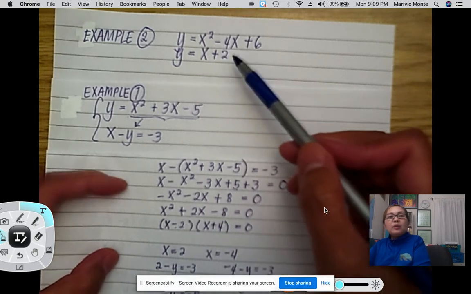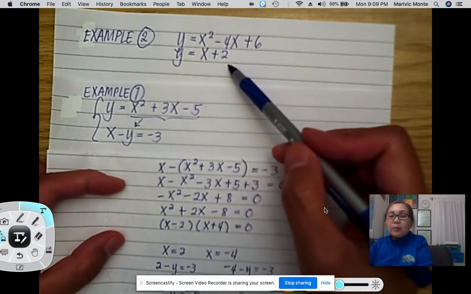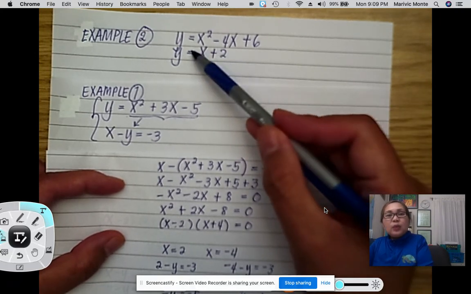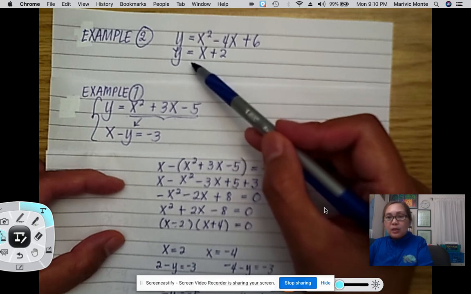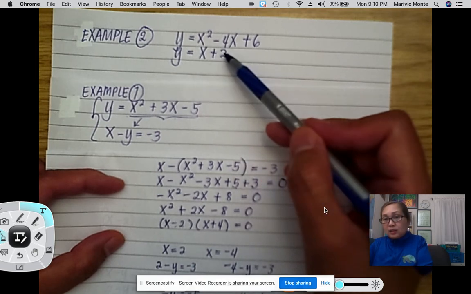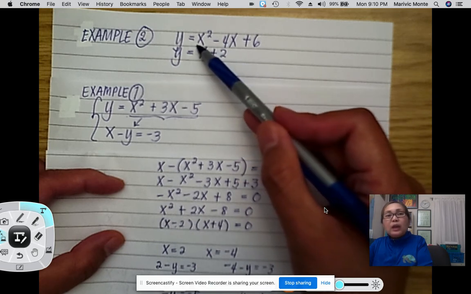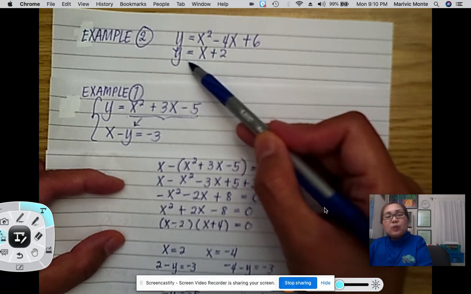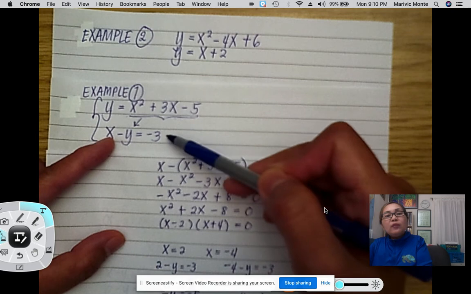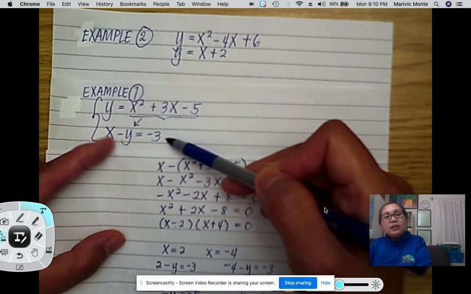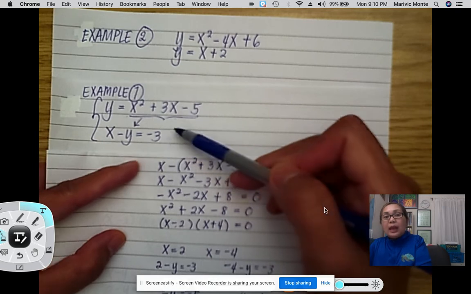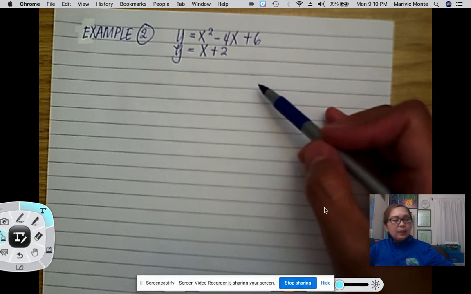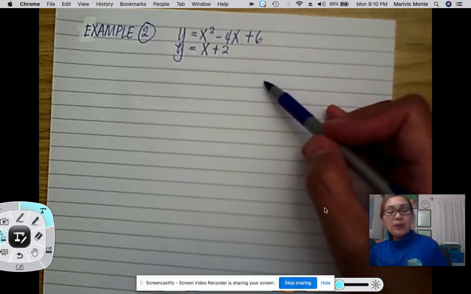So our example number 2 has slightly different presentations because in this case we have both our linear and quadratic equation in the form y equals. So here we have y equals x squared minus 4x plus 6, and the linear equation is y equals x plus 2, while in the first example the linear equation is x minus y equals minus 3. Now notice how we solve this a little bit differently. Actually, they're the same except in how we get started.